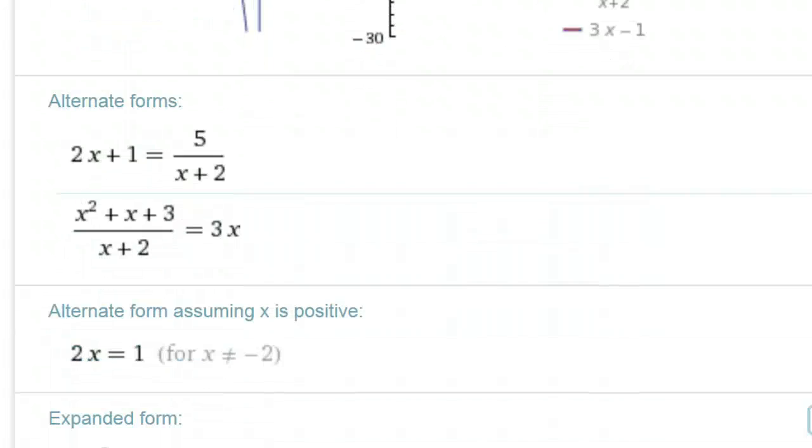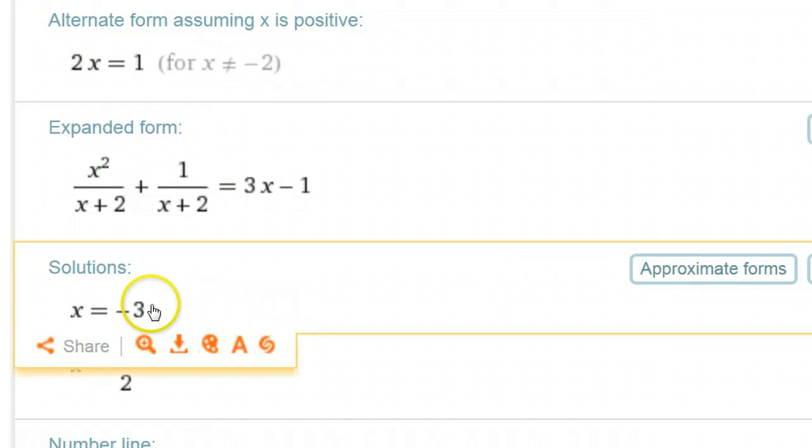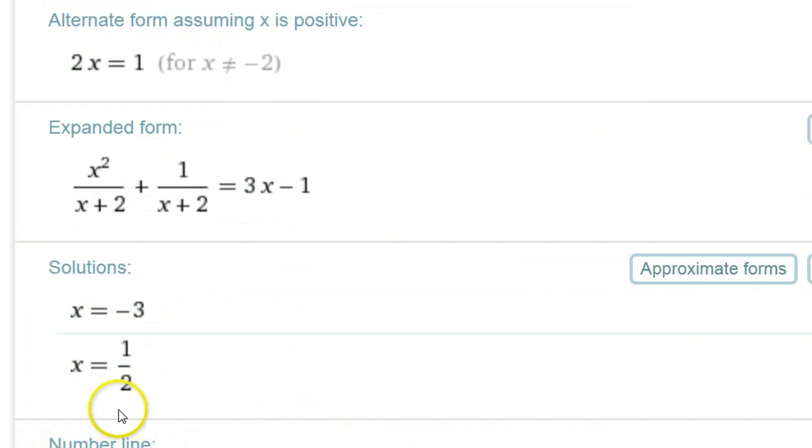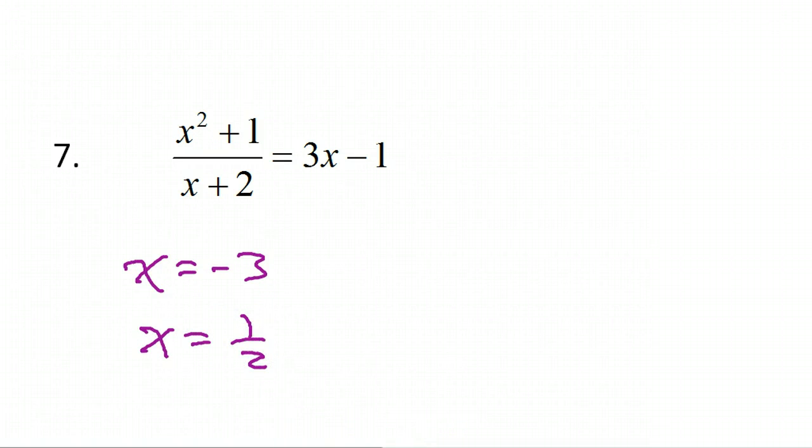What are they? Well, apparently they are -3 and 1/2. Okay, so that is absolutely brilliant.